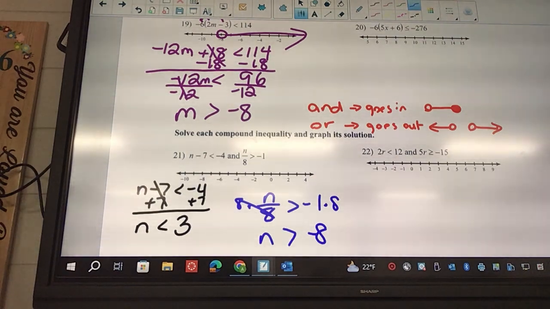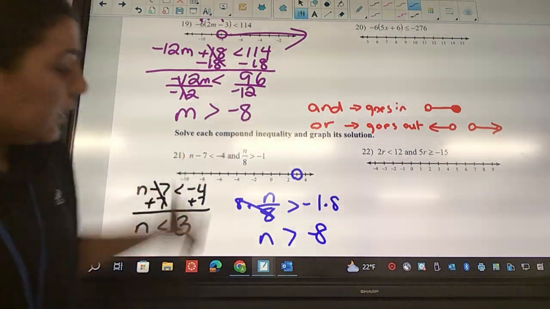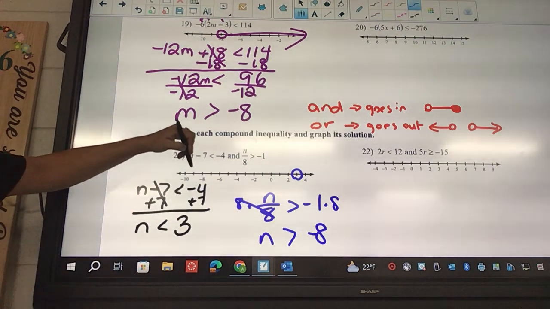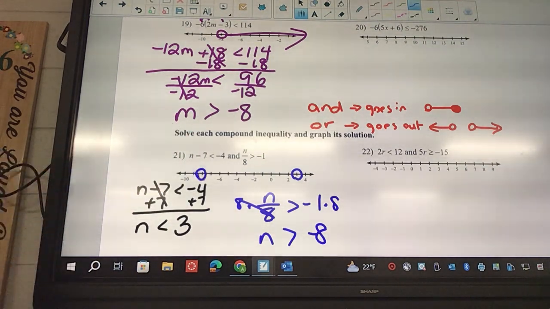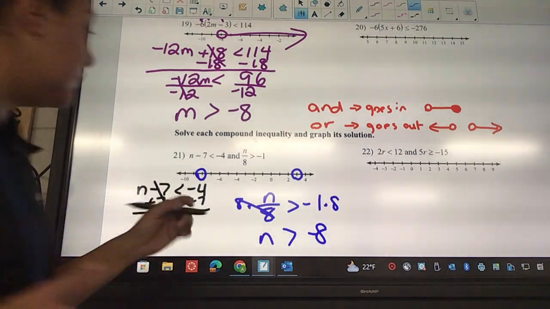Okay, on the 3, should that be open or closed? Open on the 3. Okay, and what about the negative 8? It's also open. You can have one open and one closed, though, okay? So, is this an and or an or? And. So should it be pointed in or out? In.